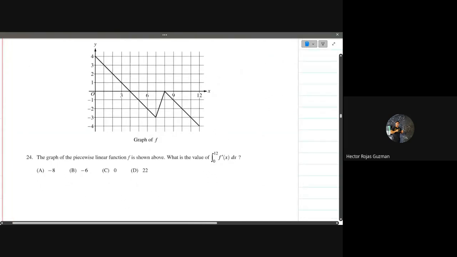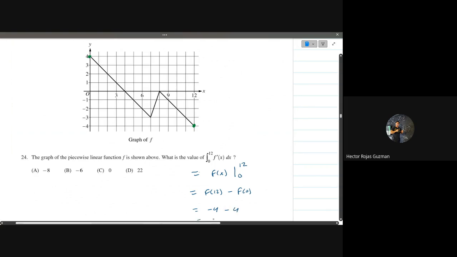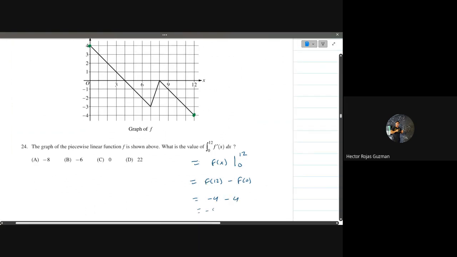Okay, 24. The graph of the piecewise linear function is shown above. What is the value of the integral from 0 to 12 of f prime of x? Well, the antiderivative of f prime of x is just f of x, and we're going to evaluate that from 0 to 12. We go ahead and plug in our numbers. Now, to get f of 12 and f of 0, we're going to use the graph. f of 12 looks like it's -4, while f of 0 is +4. So we have -4 minus 4 equals -8.